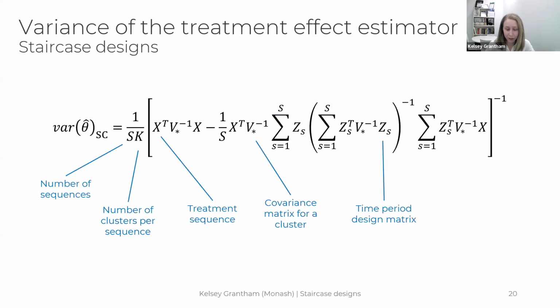So I derived the expression shown here for the variance of the treatment effect estimator that's applicable to a range of staircase designs. And this variance depends on a number of factors, including the trial configuration, so the number of sequences, the number of clusters per sequence, and then the composition of those treatment sequences, as well as the similarity within a cluster encoded by the covariance matrix for a cluster, and then matrices for the underlying effect of time on the outcome corresponding to each sequence. And so for any particular trial, we can use this expression to calculate the variance that can then be used in a power calculation. But for particular designs, we also derived more explicit expressions.